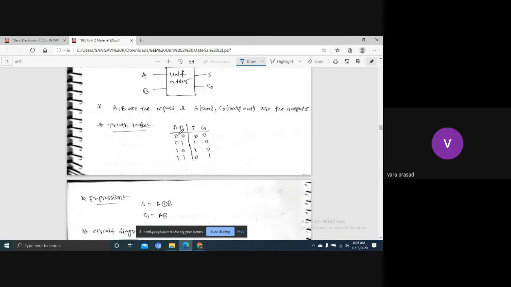That's it. It can perform addition between two single bits. 0 plus 0, sum is 0, carry is 0. 0 plus 1, sum is 1, carry is 0. 1 plus 0, sum is 1, carry is 0. 1 plus 1, this is very important. 1 plus 1 will usually give 2.